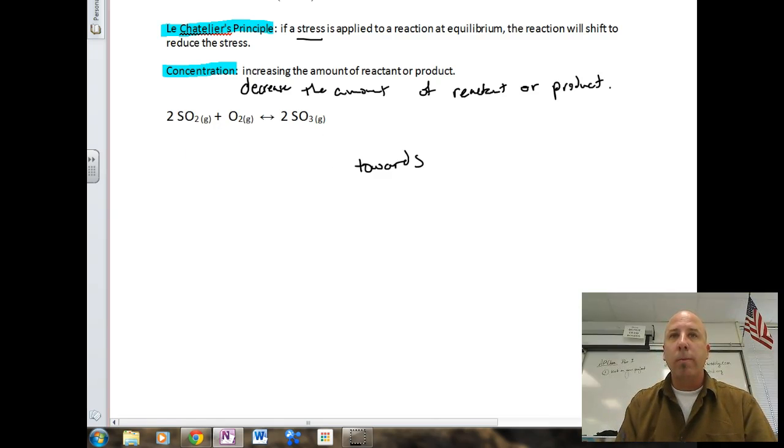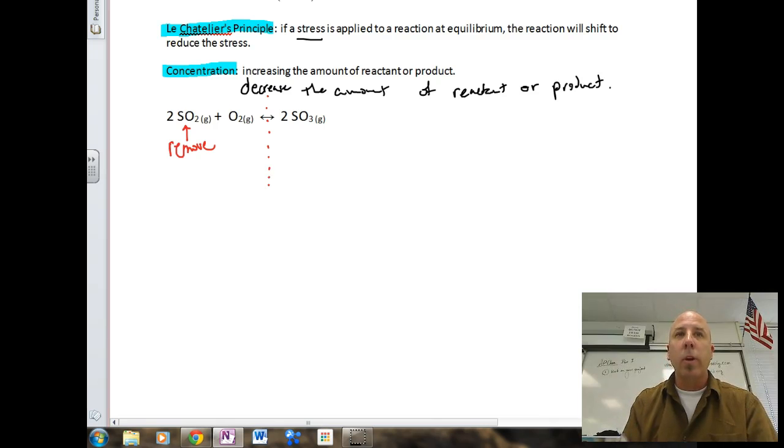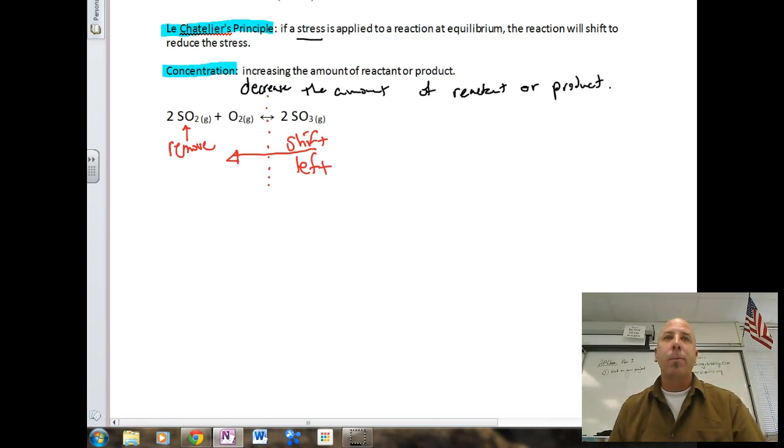Let's erase this. Let's say we remove some of the SO2 gas. Hopefully now you can predict, here's our dividing line between reactants and products, that the reaction is now going to shift towards whatever you remove. So we would say that this reaction would shift to the left. Okay?